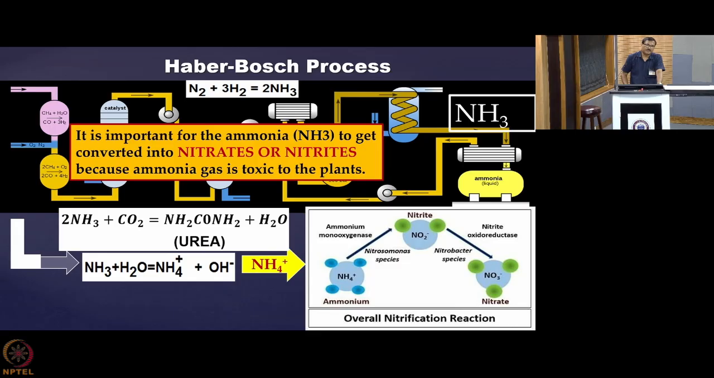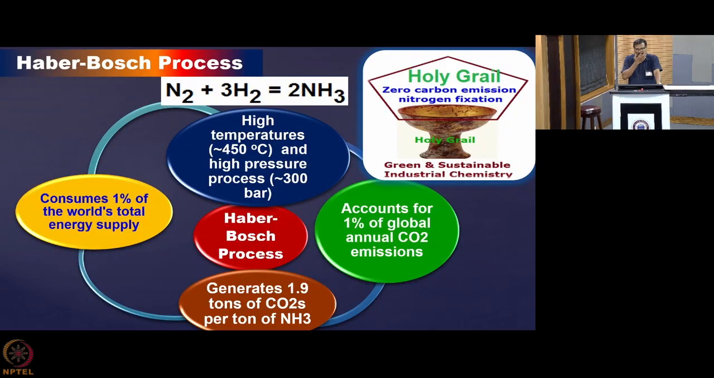Here, when you are forming this ammonia, it is called the Haber-Bosch process, and this produces a tremendous amount of CO2. So, you can see here that it generates around 1.9 tons of CO2 per ton of ammonia production, and it occurs at very high temperature and very high pressure. So, it is around 450 degrees centigrade, 300 bars, and it accounts for 1% of global annual CO2 emission. It consumes a similar 1% of the world's total energy supply.